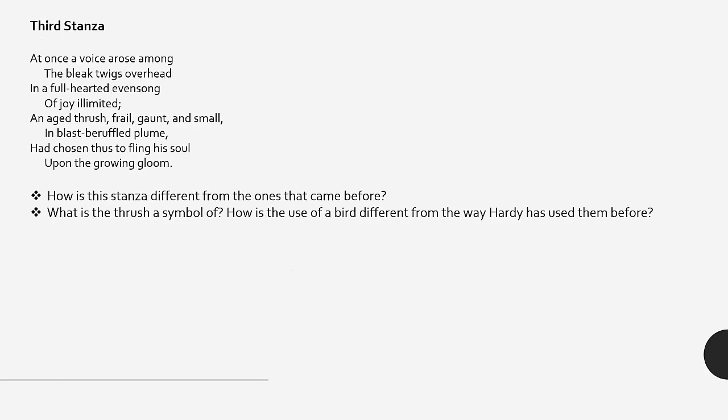"At once a voice arose among the bleak twigs overhead, in a full-hearted evensong of joy illimited. An aged thrush, frail, gaunt, and small, in blast-beruffled plume, had chosen thus to fling his soul upon the growing gloom."